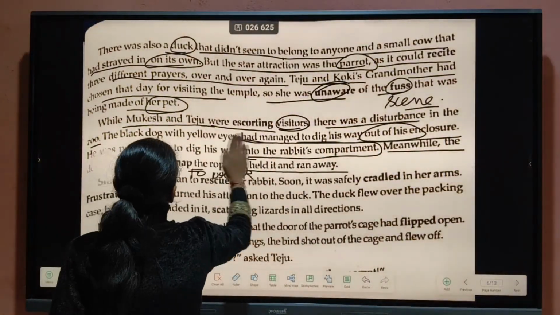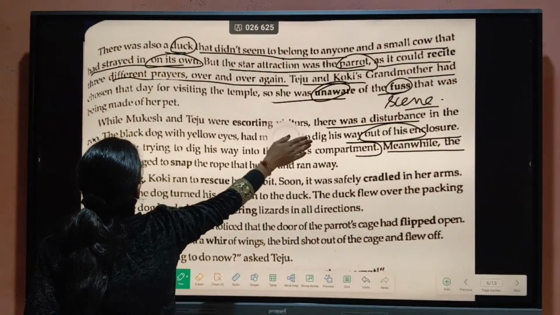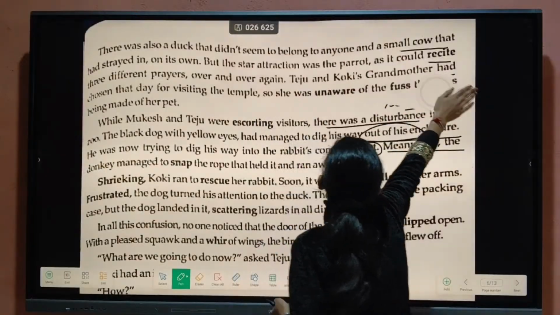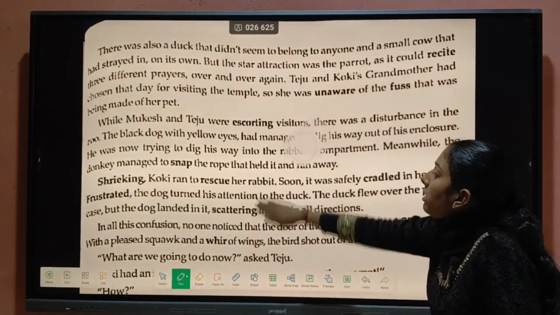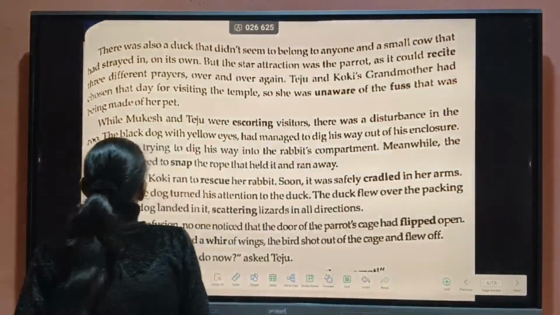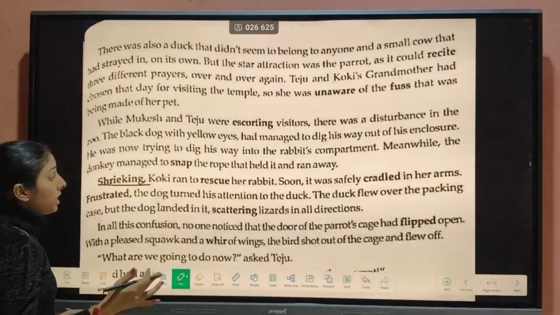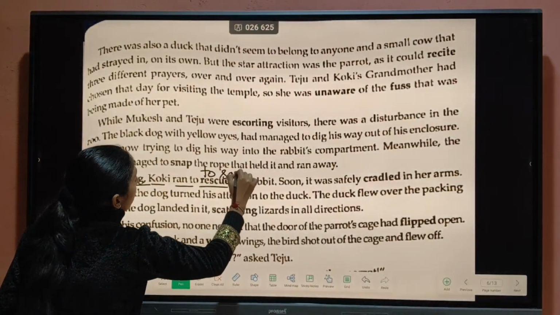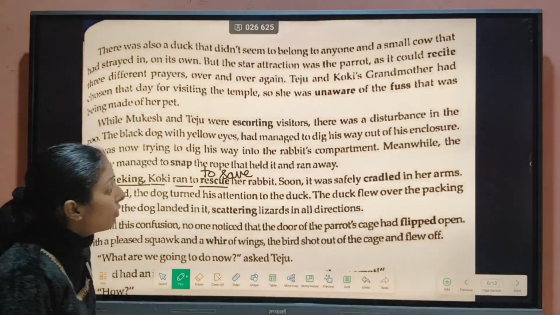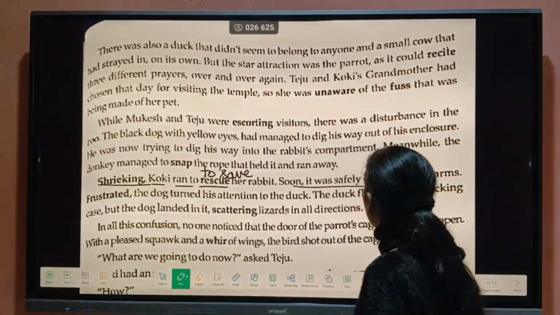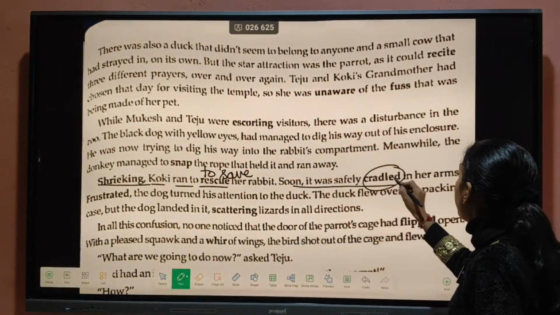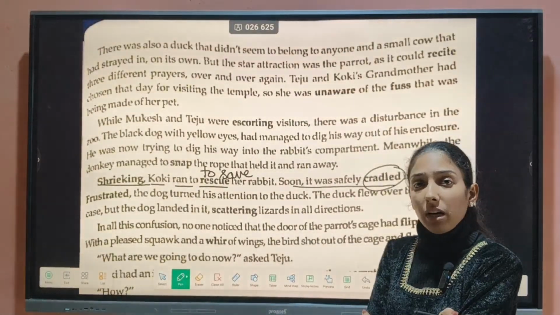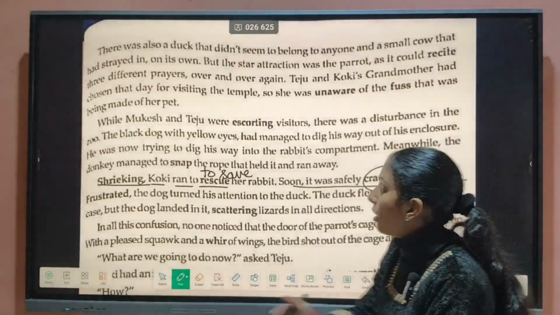Shrieking, Koki ran to rescue her rabbit. Now what happened? Koki is running and shouting. Shrieking means shouting very loudly. Koki ran to rescue. Rescue means to save. Koki ran to save her rabbit. Soon it was safely cradled in her arm. She had taken her rabbit in her arms.